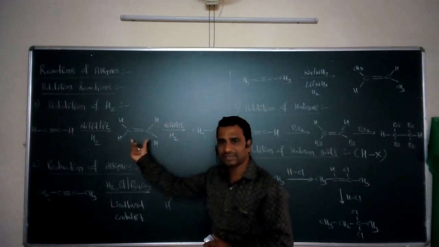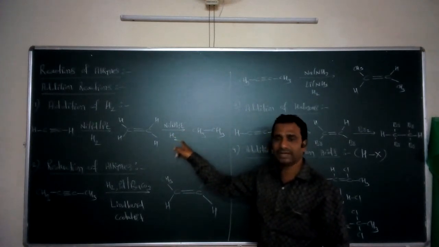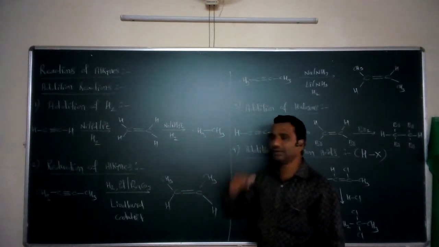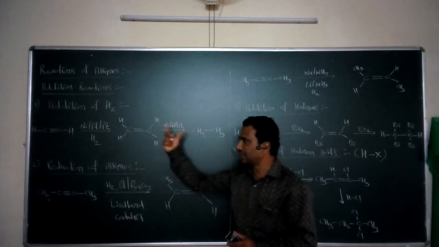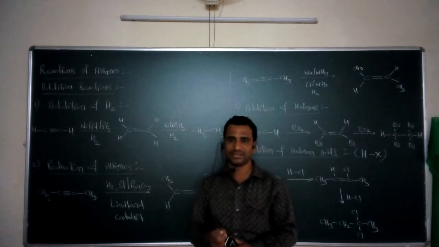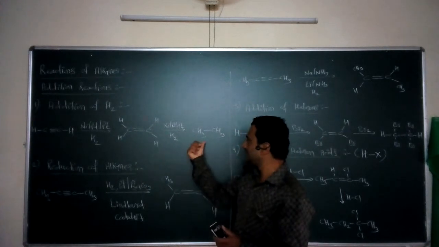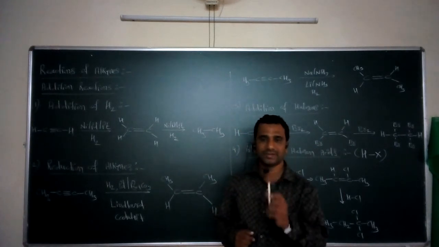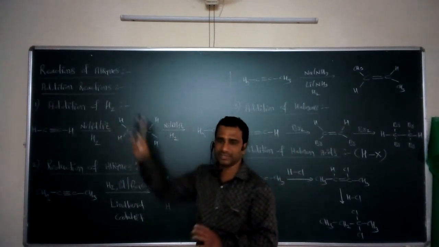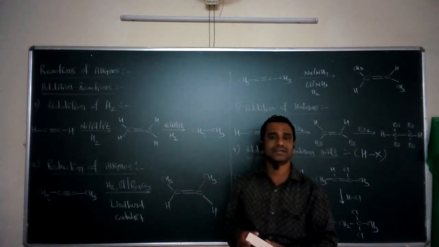Now once we get this alkene, it can again interact with a second mole of hydrogen molecule in the presence of the suitable catalyst, and finally this alkene is converted into the alkane. So we can say that alkynes interact with the hydrogen molecule in the presence of a suitable catalyst, two moles of hydrogen molecule are added, and we get the alkane. This is the first simple addition type of reaction given by the alkynes, called the addition of H2.